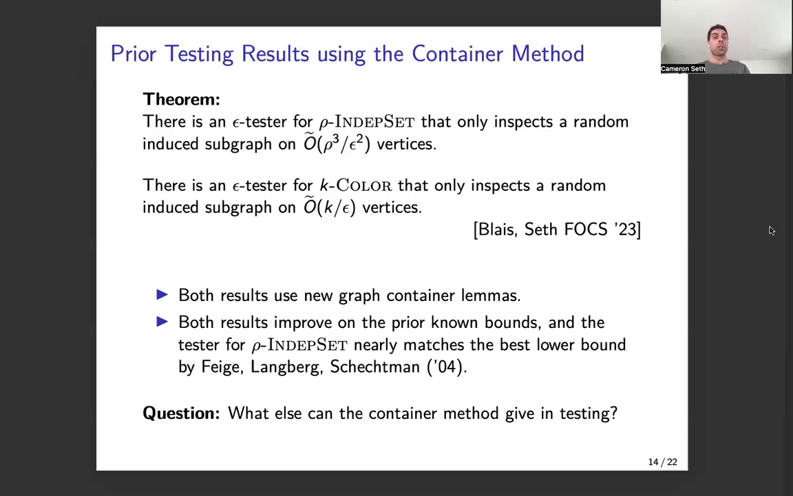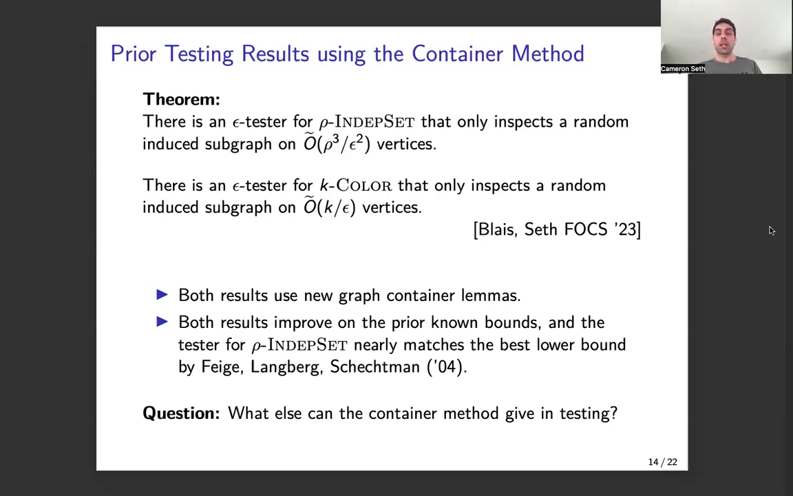And second, both of these prior results are about testers that take a random sample of vertices, query all the edges in that sample, and then distinguish between the two cases.